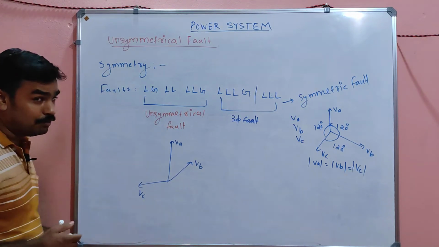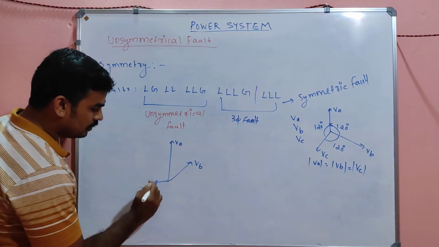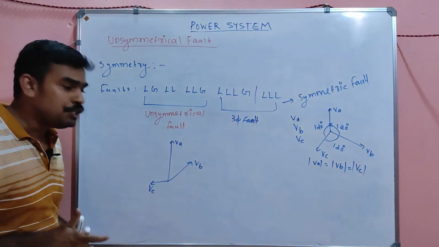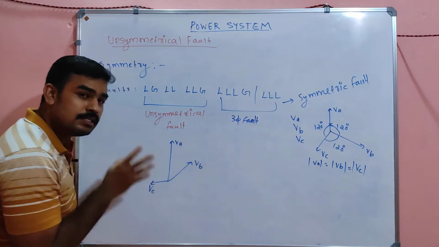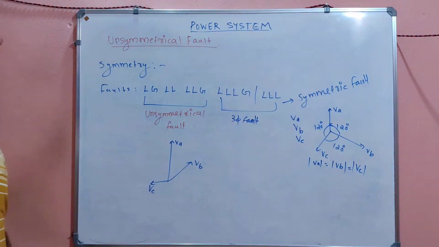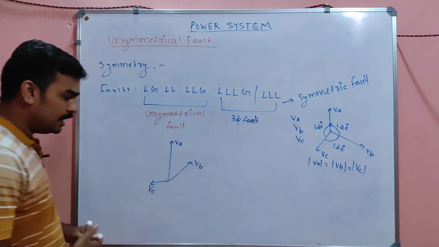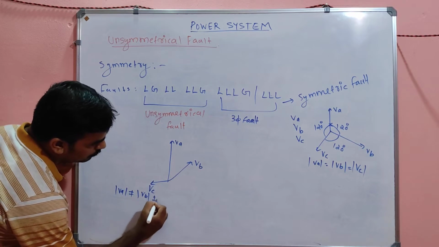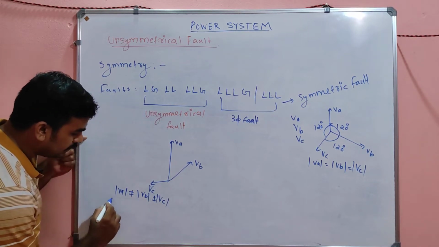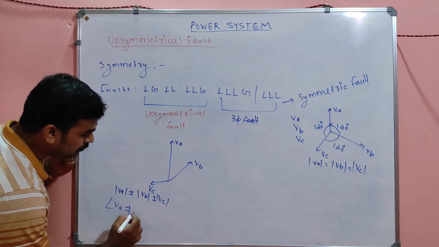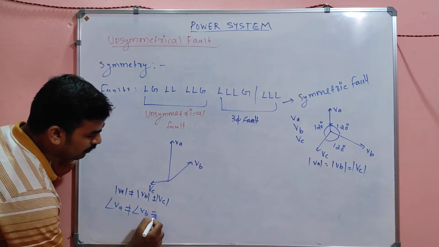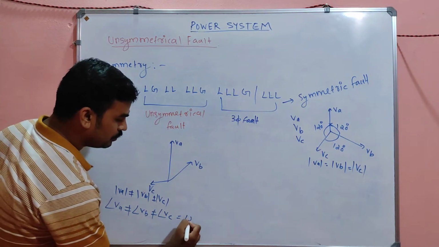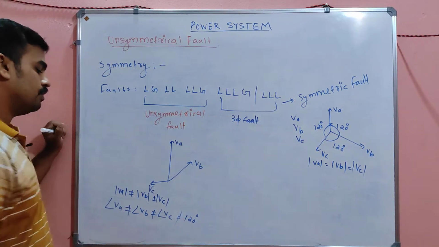And you might have noticed one thing also, my dear. It will be more clear now: the magnitudes of the voltages VA, VB and VC are also not equal to each other, whereas in the symmetrical case the magnitudes are equal. Now I can say that |VA| not equal to |VB| not equal to |VC|, and the angle of VA not equal to the angle of VB not equal to the angle of VC, which is not equal to 120 degrees.